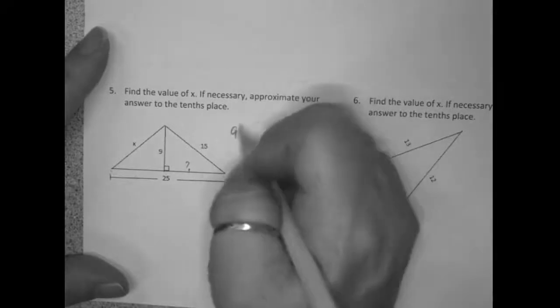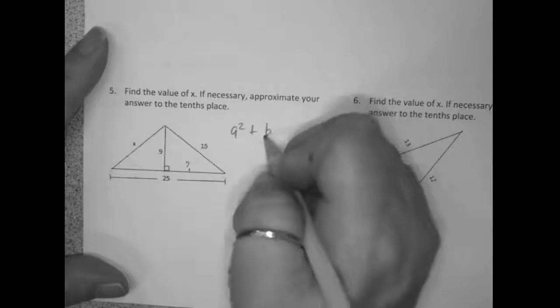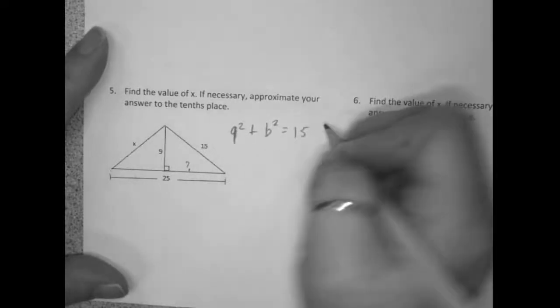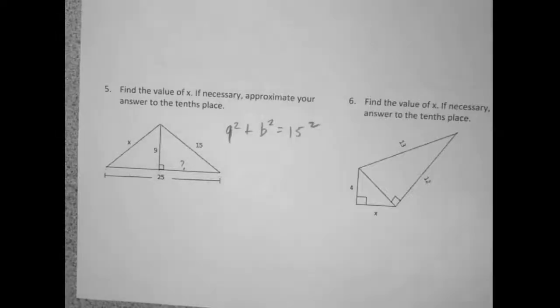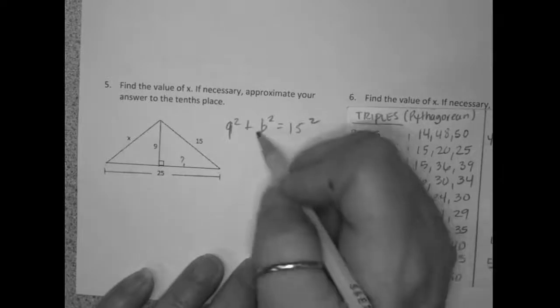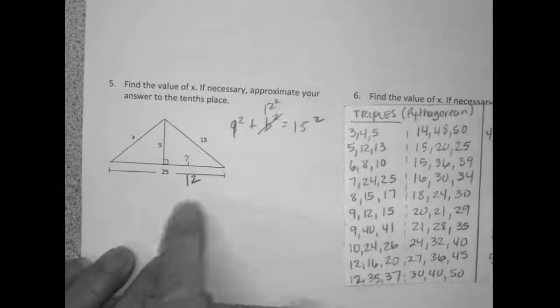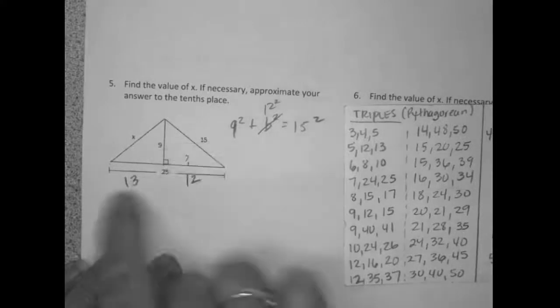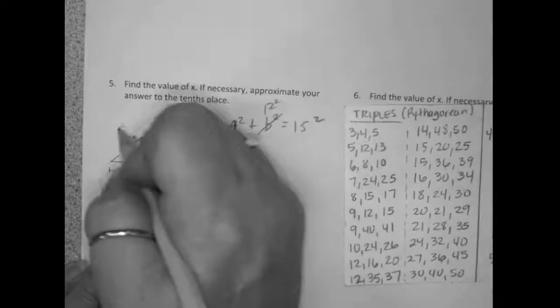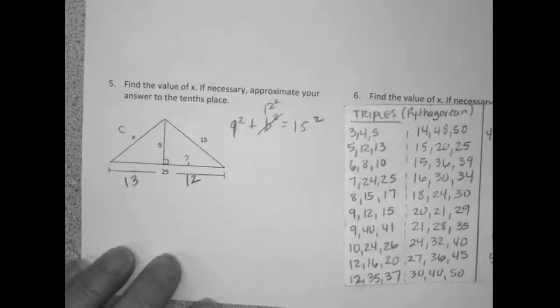It's going to be 9 squared plus b squared equals 15 squared. Is it a triple? Do I have a 9 something 15? I do, right? So what's b going to be? B is 12, right? So that means this side measurement here is 12. So what's 25 minus 12? So here, this measurement is 13. Now I can solve for x. Or we can call it c. Does that make sense?